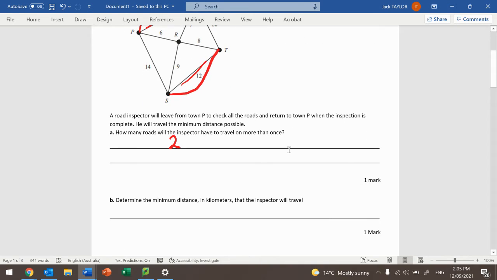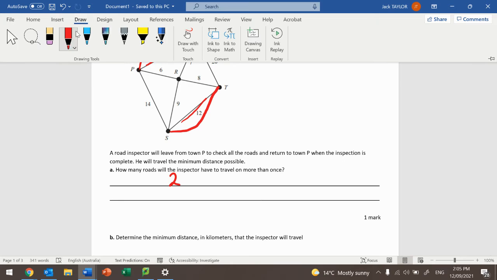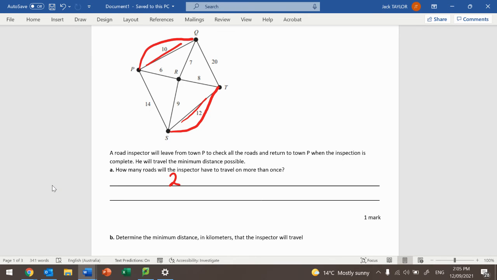Determine the minimum distance in kilometres that the inspector will travel. All right, so this goes back to the drawing we've done up here. Because we're needing to double up on two of the roads, it's either going to be the roads between P and Q and S and T.